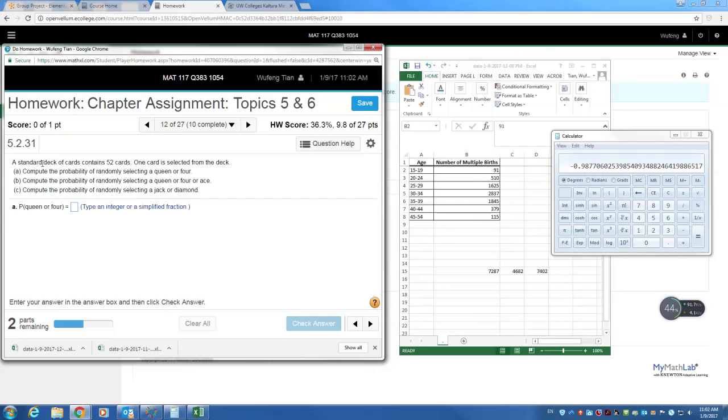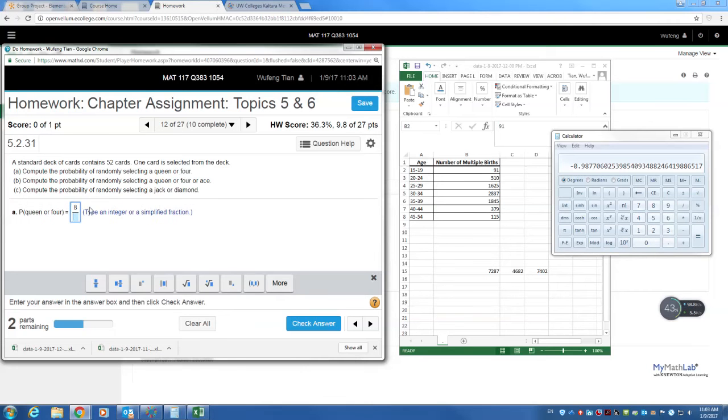A standard deck of cards contains 52 cards. One card is selected from the deck. Compute the probability of randomly selecting a queen or a 4. How many queens do we have in a deck? 4 queens and 4 fours, so together it's 8 out of 52. Simplify it, reduce by 4, so it's 2 over 13.